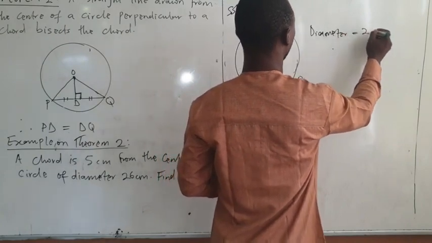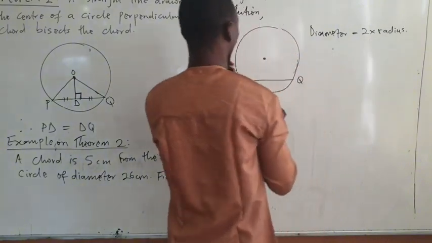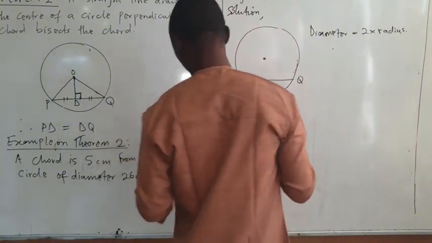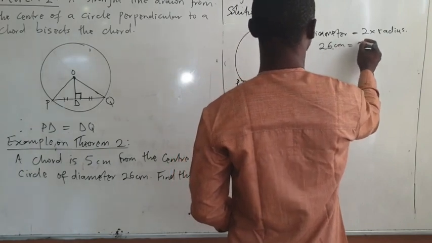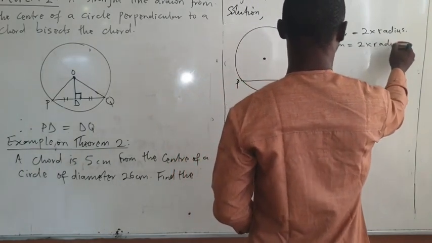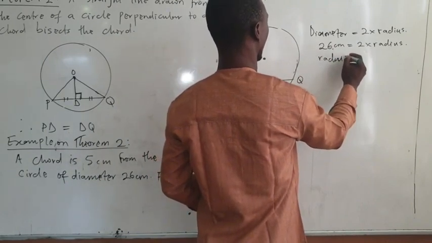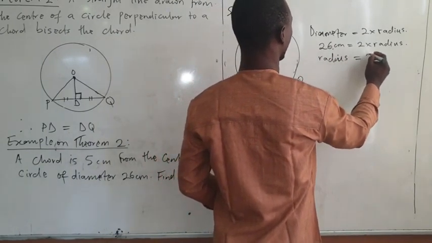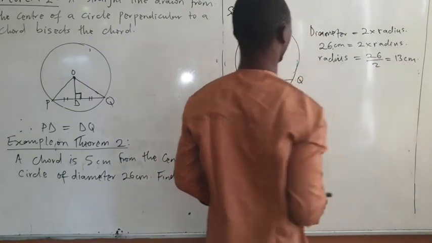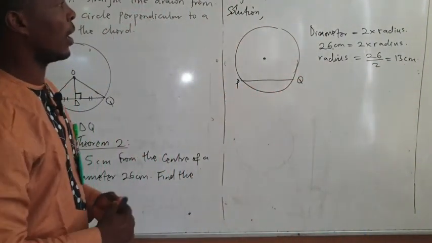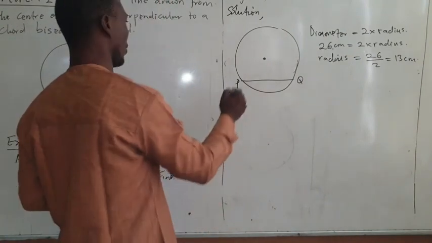So just know that diameter is equal to 2 multiplied by radius. But we need the radius to solve for what we are looking for. So diameter is given as 26 centimeters, so it's 2 multiplied by radius. So radius will be equal to 26 over 2, which is 13 centimeters. Which means radius is half of diameter. Then the next thing to do is to form your triangle.